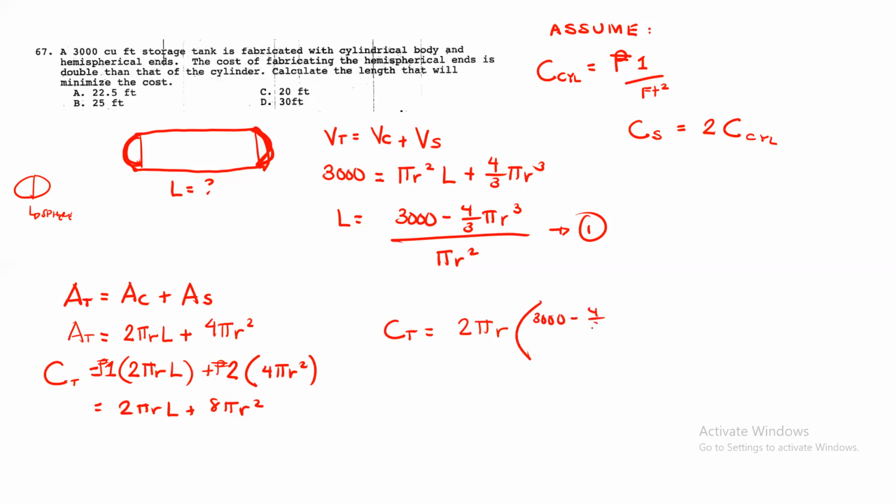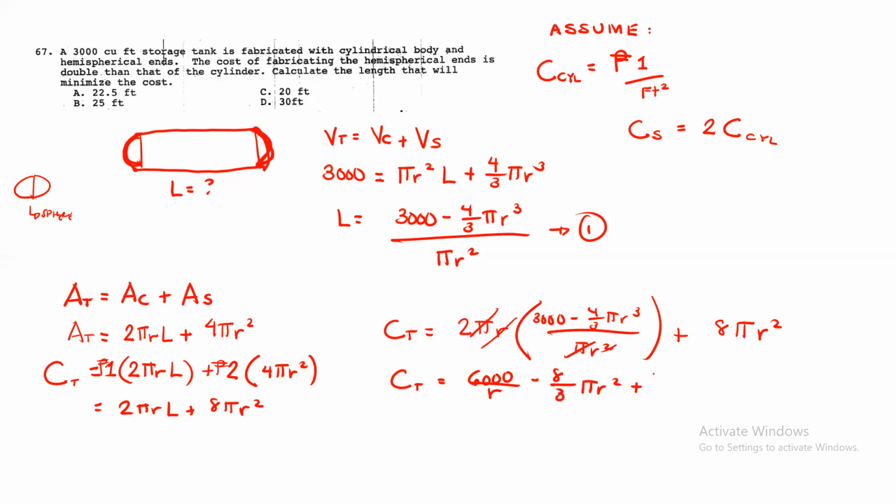3,000 minus 4/3 pi r cube over pi r squared plus 8 pi r squared plus 8 pi r squared. So makacancel si pi dito, si r makacancel. So magiging cost natin dito, cost total is equals to 6,000 over r minus 8/3 pi r squared plus 8 pi r squared.